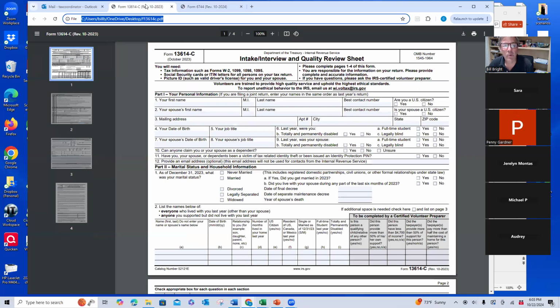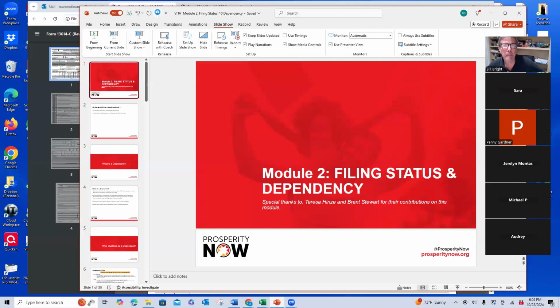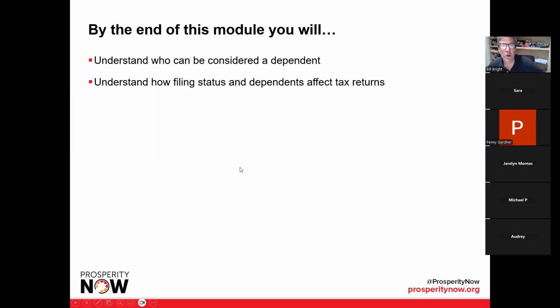All right, so tonight we're going to be looking at the items that are in part two of the intake sheet, that being filing status and household information, meaning dependents that are claimed by the taxpayer. When we're done with this, you'll be able to know who can be considered a dependent and the various filing statuses, and how, depending on how you file, the dependents can affect that tax return.